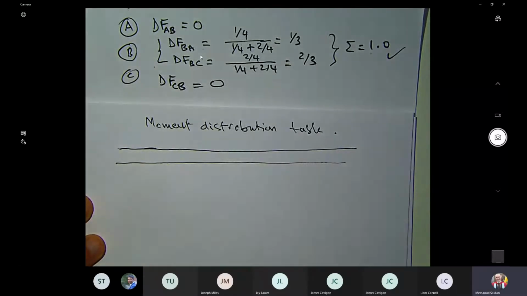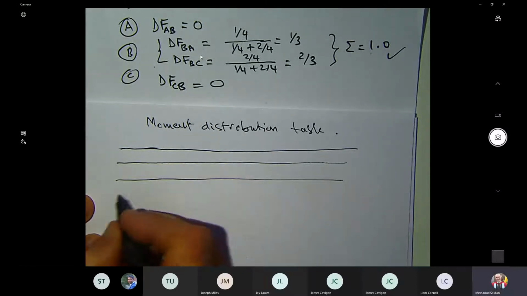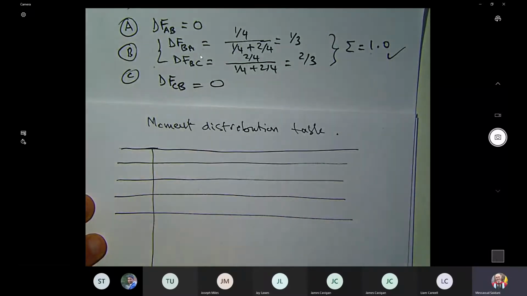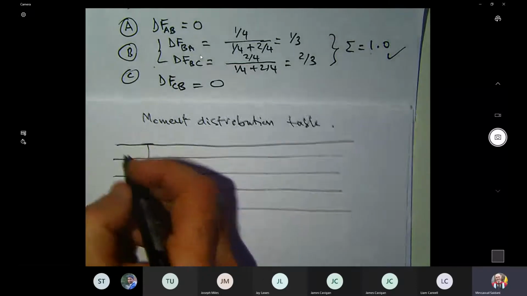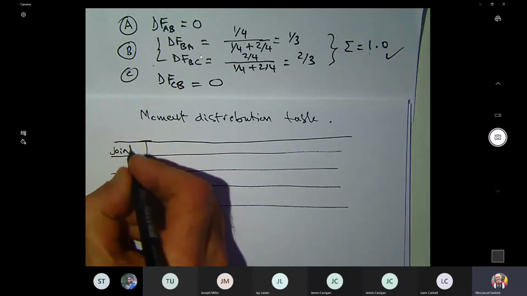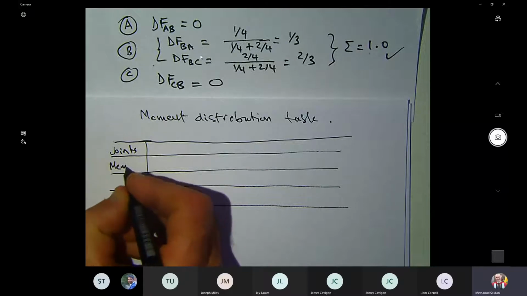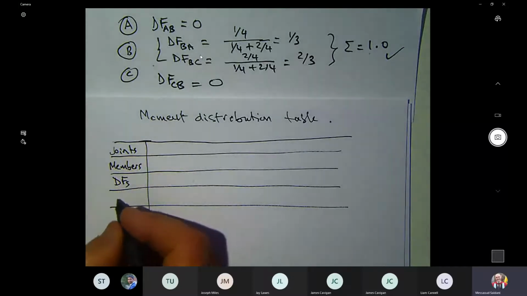You always need 4 rows to start with, okay? So 1, 2, 3, 4, okay? Leave some space. You may need about, maybe half a page. So we have the joints in the first row. In the second row, we have the members connected to the joints. On the third row, we have the distribution factors. And finally, on the fourth row, we have the fixed end moments.